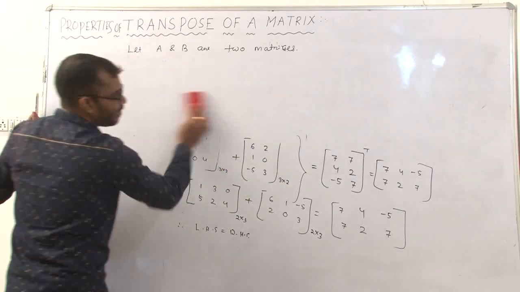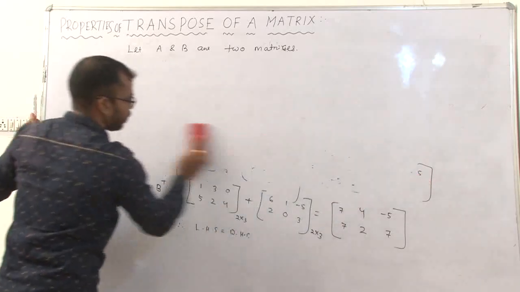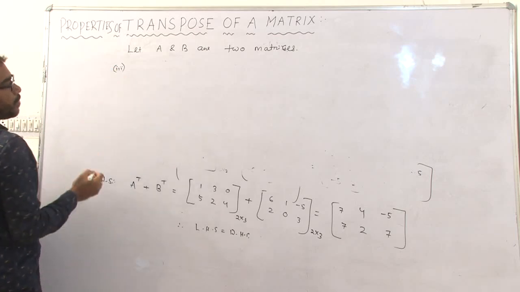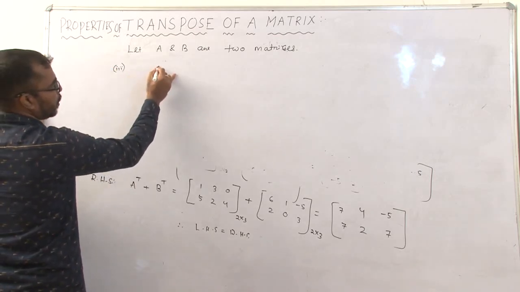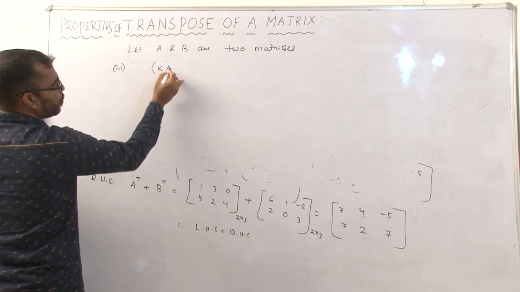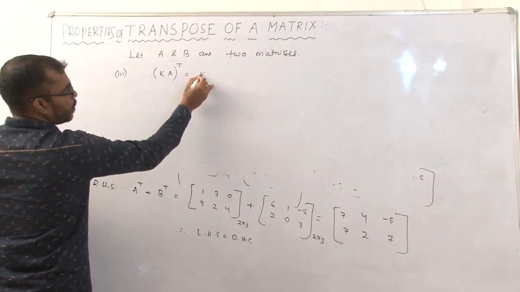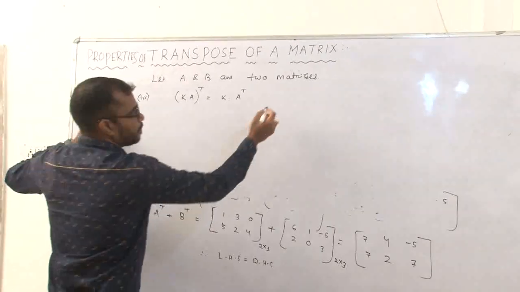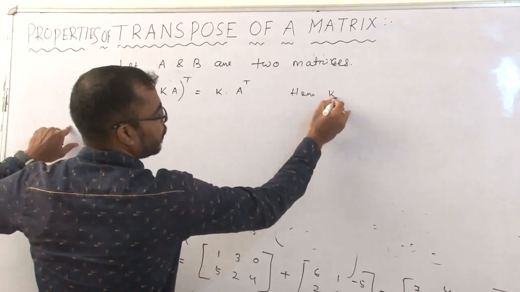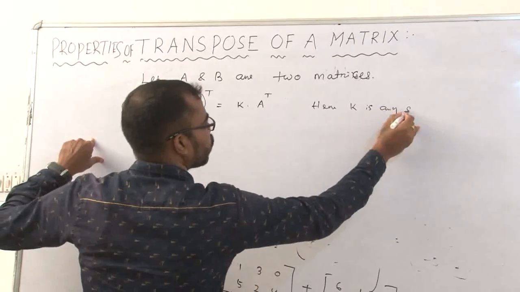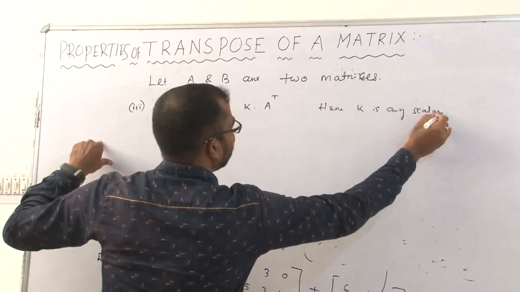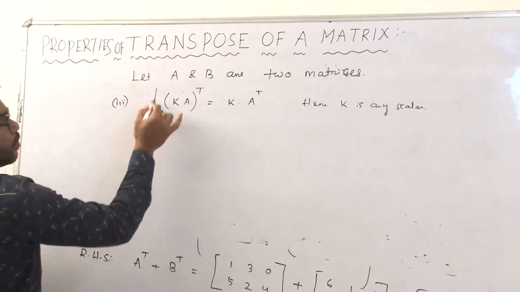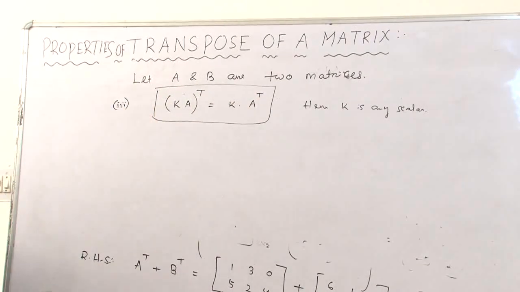If a scalar is multiplied to any matrix, property number 3 is: transpose of K into A is equal to K into transpose of A. Here K is any scalar, we call it any constant. Now verify this formula or property.